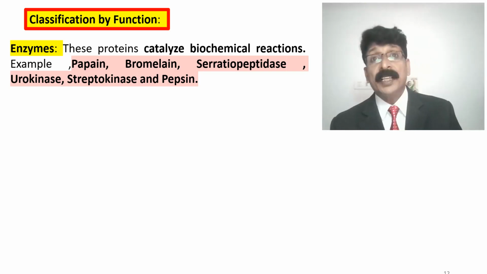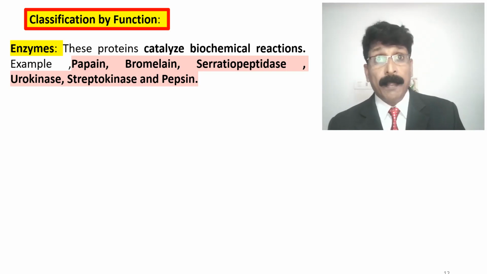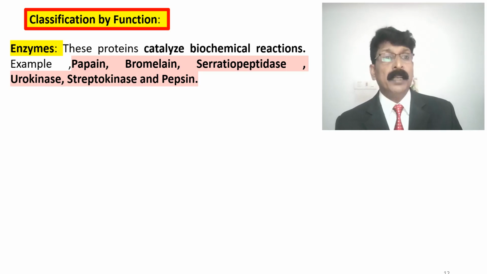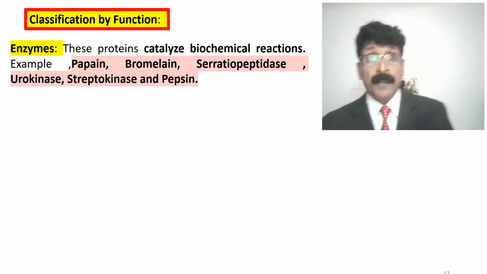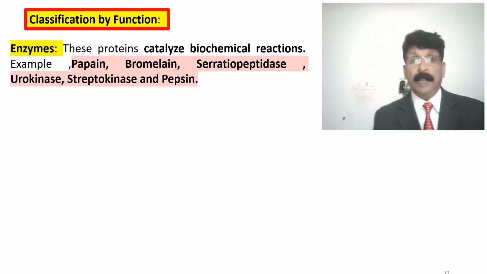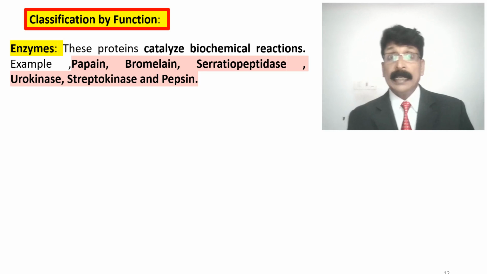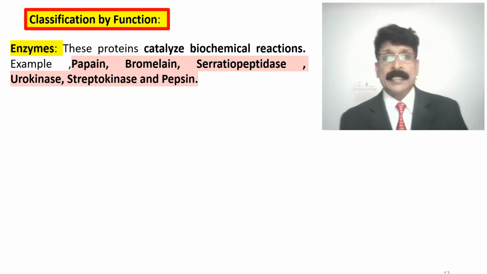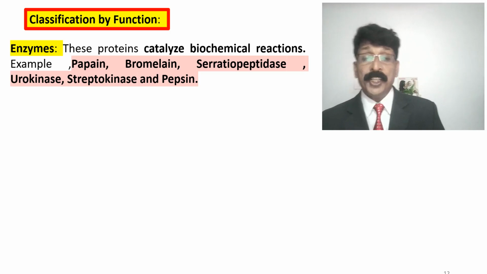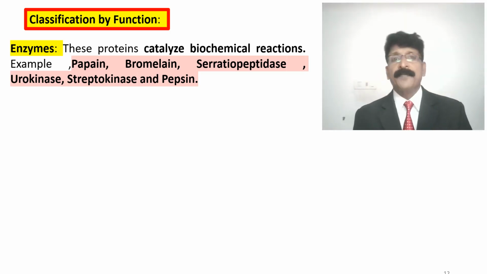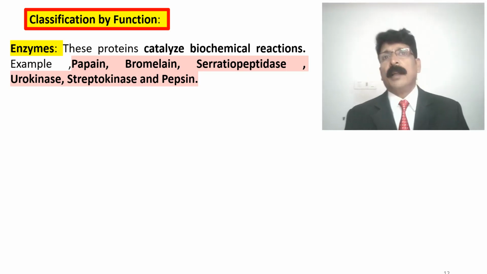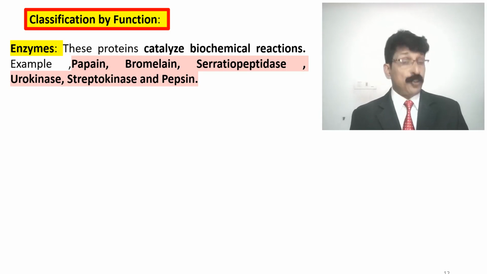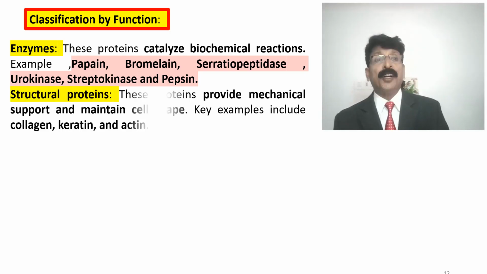serratiopeptidase, an enzyme from animal sources, urokinase and streptokinase, which are from kidney tissues of animals, having more use in blood clots. In critical conditions, patients with various cardiac issues can also be treated by means of streptokinase. Pepsin, we know it is a digestive enzyme which is also produced from animal sources, from stomach linings. So we should know that these enzymes are classified by their function.